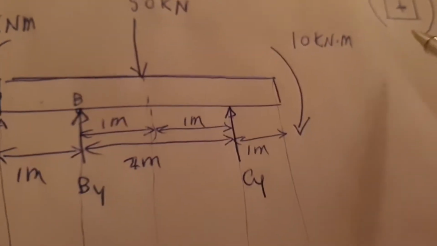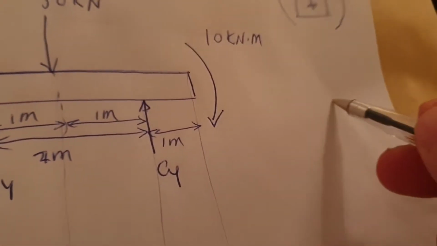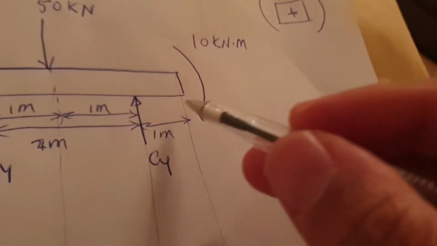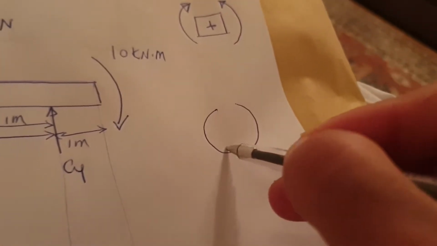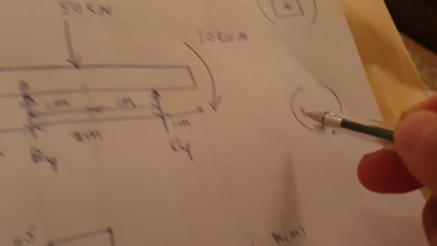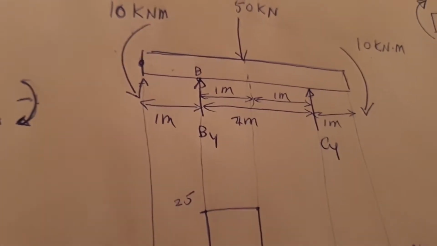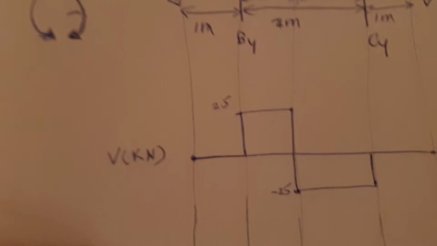Now, what is this one? It is clockwise. So internally, it has to have a counterclockwise moment to balance it. What is counterclockwise? It is plus. So this is plus and this is negative. We should always look for the internal moment, not the actual moment.